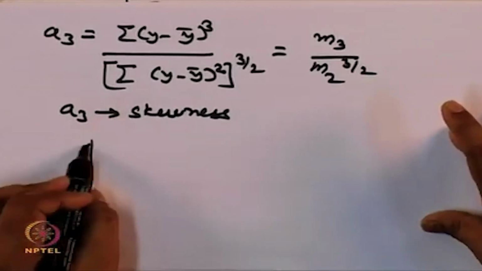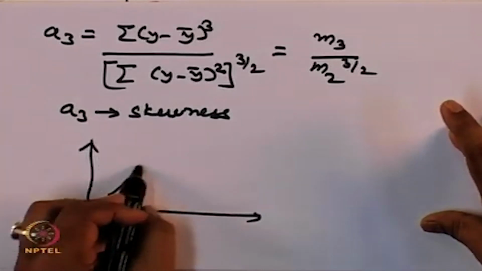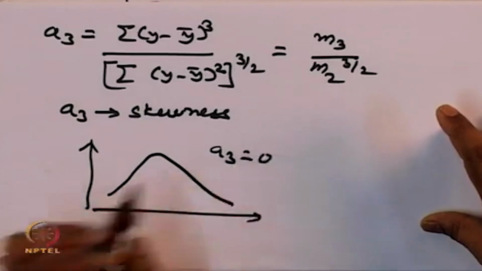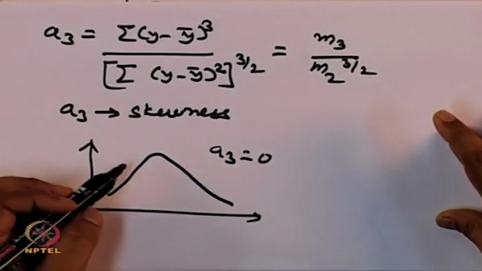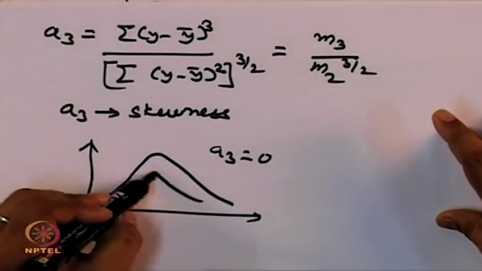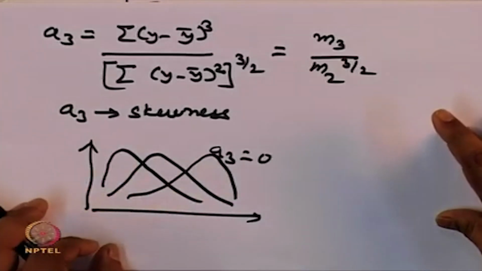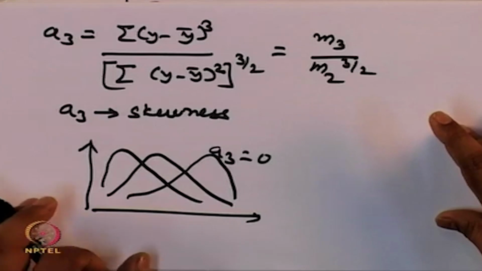So, for any symmetric distribution, my skewness A3 has to be 0. Okay. So, it is neither skewed in this direction nor skewed in this direction. Okay. So, this is what skewness is about.